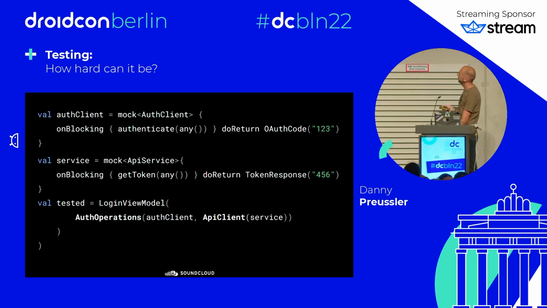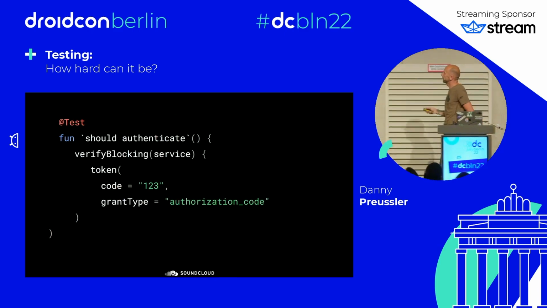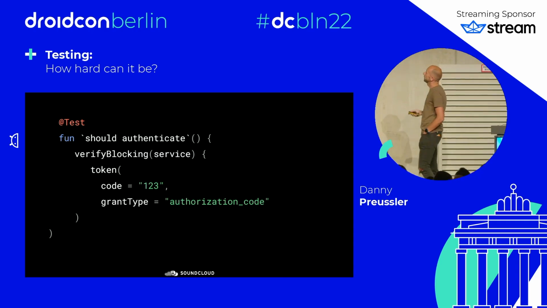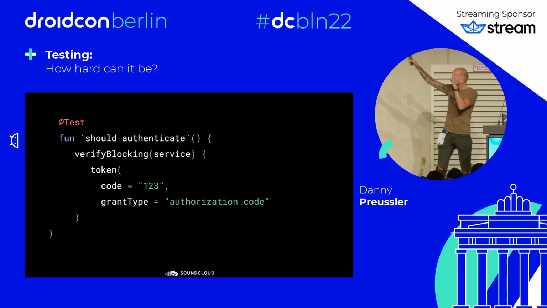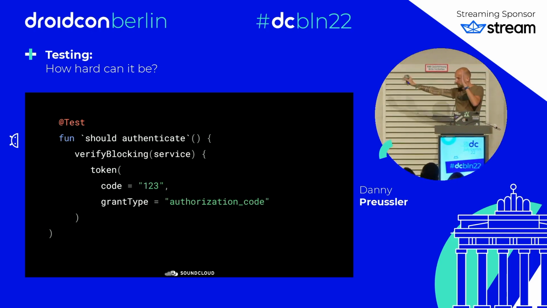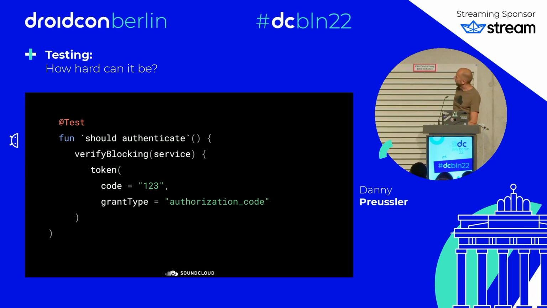And then, with the real API client, we can actually write the test. So, should authenticate. I verify that on the Retrofit service, this thing is called. I need to verify these parameters, make sure this is the code that the mock returned, and that this is the correct grant type. So we went all the way from the view model up to the Retrofit interface, which is the last thing in our call.